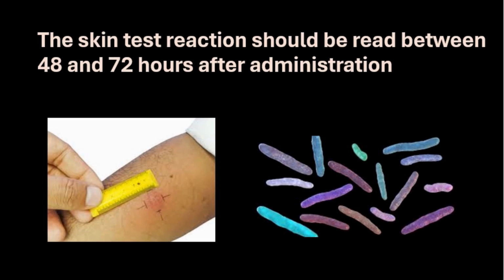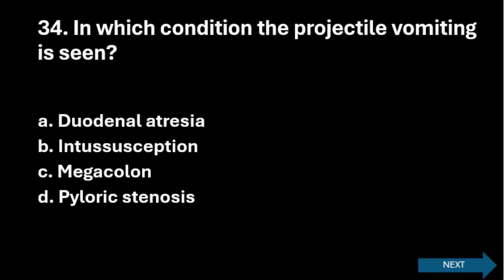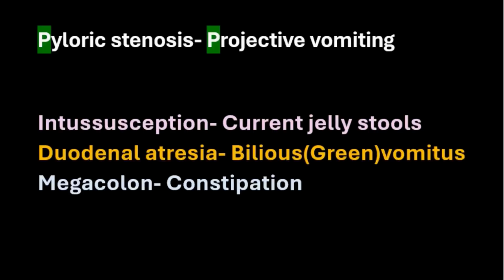Next question. In which condition is projectile vomiting seen? Option A, duodenal atresia. Option B, intussusception. Option C, megacolon. And option D, pyloric stenosis. Here the right option is pyloric stenosis. Projectile vomiting is related to pyloric stenosis. Pyloric stenosis, projectile vomiting. P and P are linked here for memory.